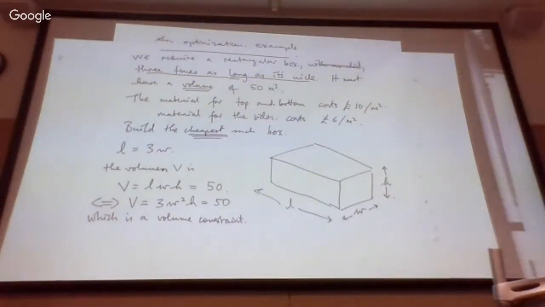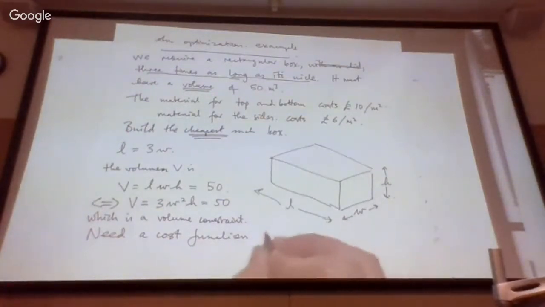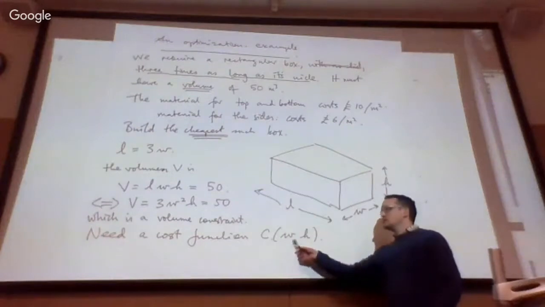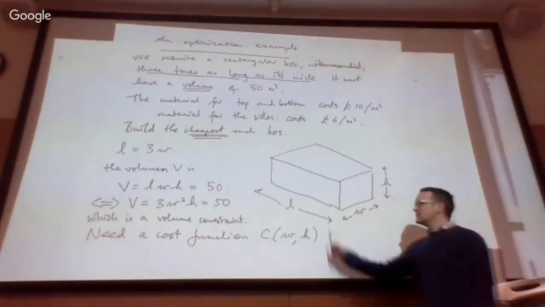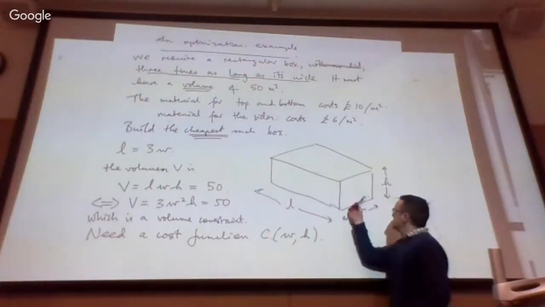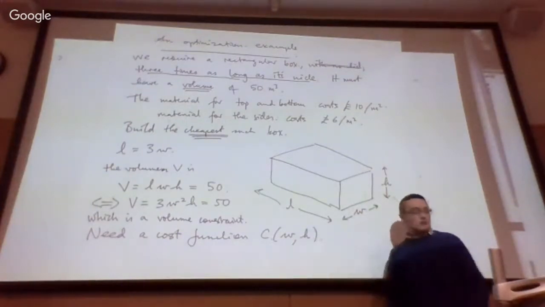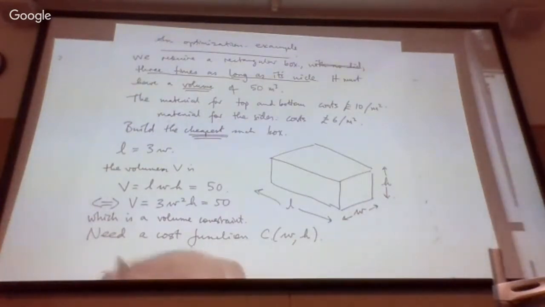So we need a cost function. Need a cost function C. It's going to depend on two quantities. At least at the beginning, it's going to be a two variable function. We don't need all three variables because the L, remember, is explicitly given in terms of the W. So maybe our box is determined by the height and the width. So we need the cost function for the height and the width. So let's assemble it.